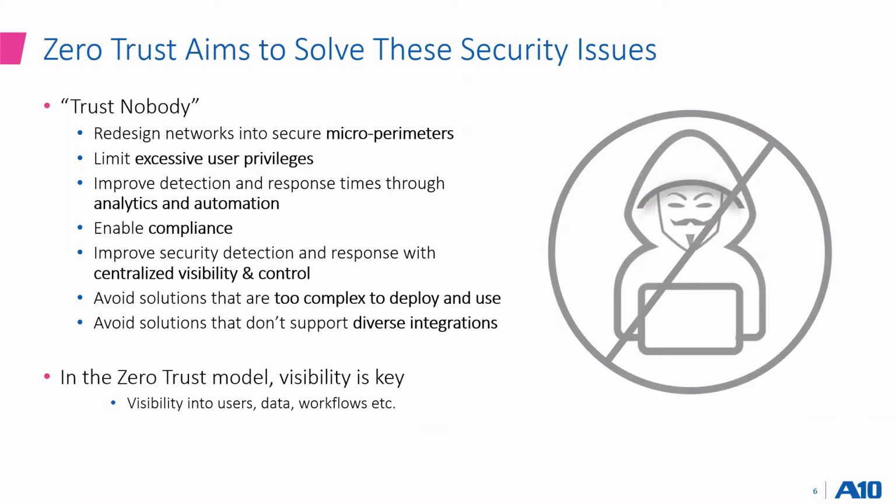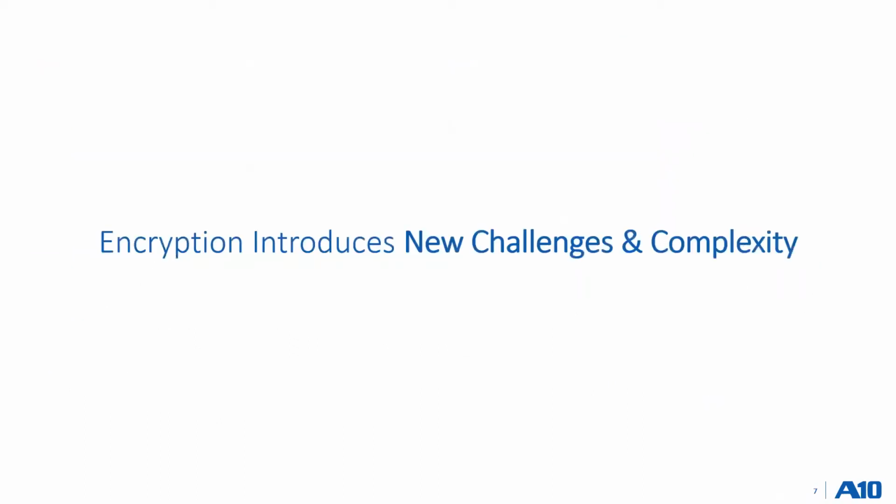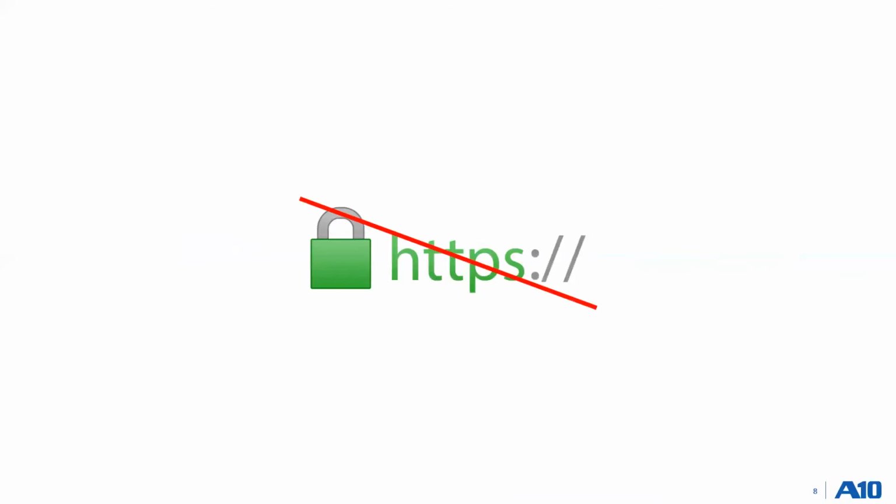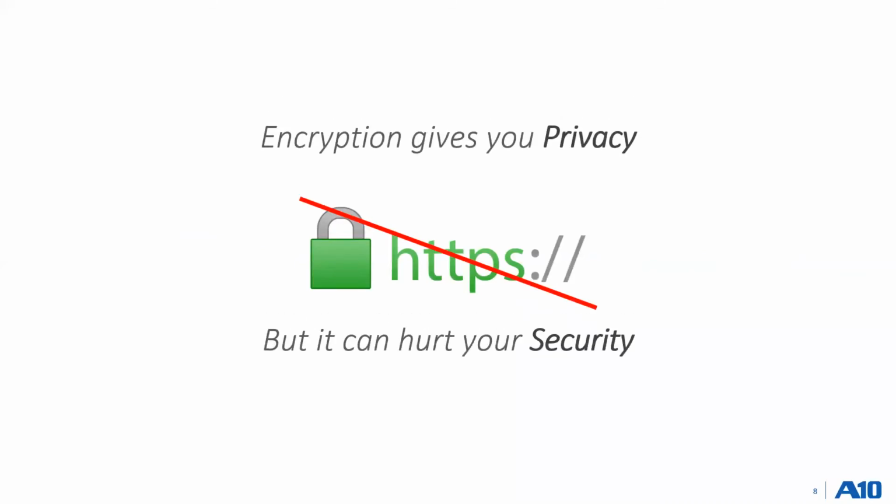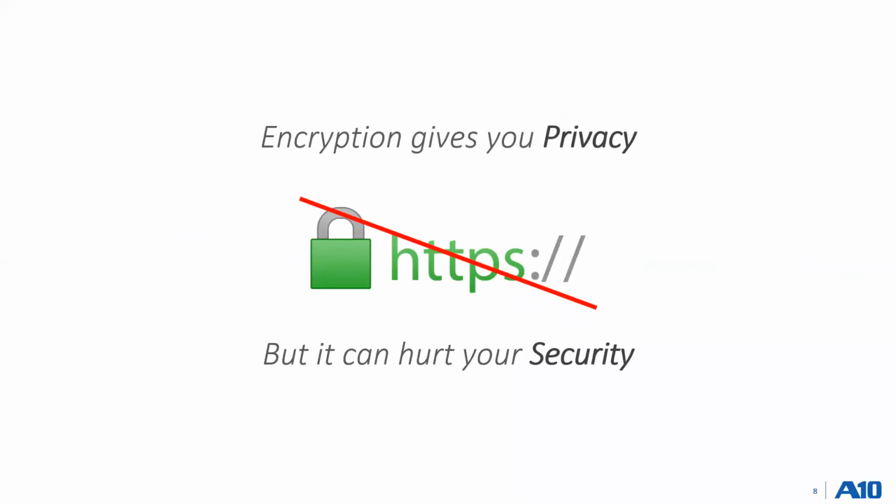And then obviously with Zero Trust, the basic idea is that visibility is really, really important. Visibility is key to a Zero Trust model, and you have to have visibility into users, data, network activities, and so on. But unfortunately, when we talk about encryption, it introduces new challenges and complexity into the whole Zero Trust paradigm. Because encryption started with the idea of providing users with privacy to protect their data on the go between the client and the server, to stop snooping attacks from happening.